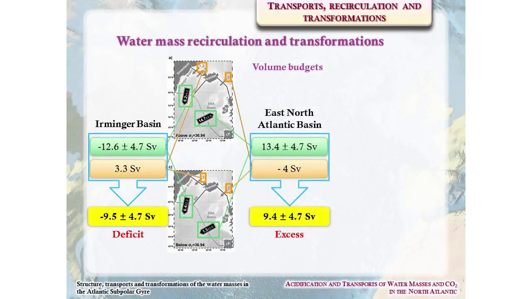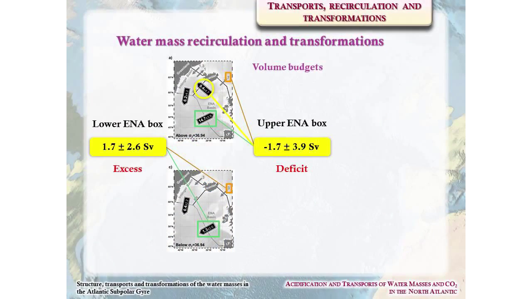The final four boxes were obtained by dividing both basins vertically by the isopycnal 36.94, which is traditionally the upper bound of the deep waters. To obtain the volume budgets of the boxes, for the northern boundary we consider the volume transports available in the literature, which are represented in gray, and for the southern boundary we use the water mass transports estimated in our study. The net volume transport in the Irminger Basin results in a deficit of 9.5 Sverdrups, and in an excess of 9.4 Sverdrups in the East North Atlantic Basin. Therefore, 9.4 Sverdrups should flow from the Eastern Atlantic Basin to the Irminger Basin over the Reykjanes Ridge.